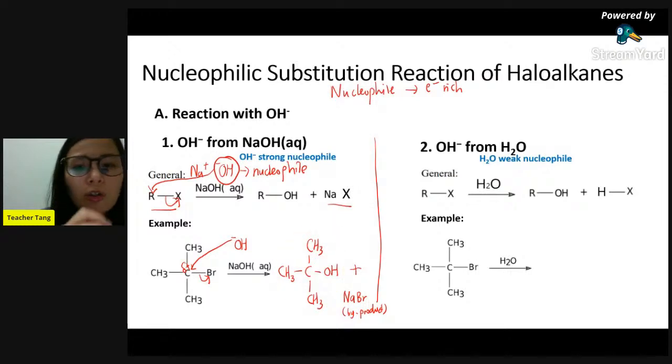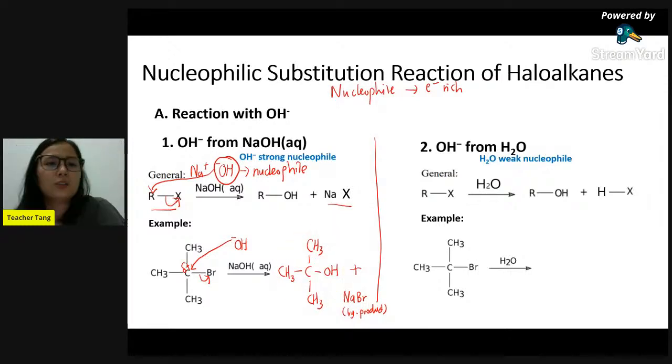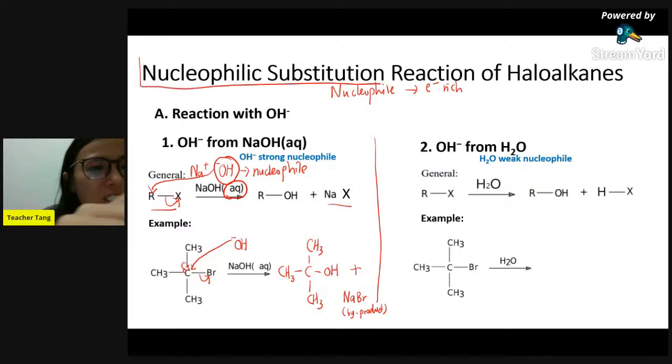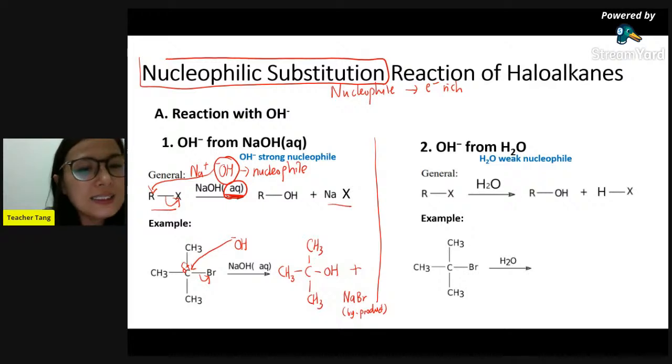Okay, so now we move on to look at reactions with hydroxide. So your haloalkane reacts with hydroxide. Besides coming from the sodium hydroxide, it can also come from water. Another thing before I forget, you need to be careful. If sodium hydroxide is aqueous, then it will undergo nucleophilic substitution reaction with haloalkane.